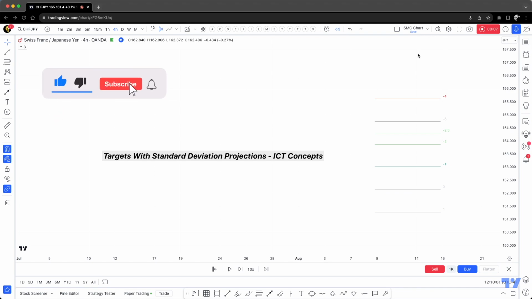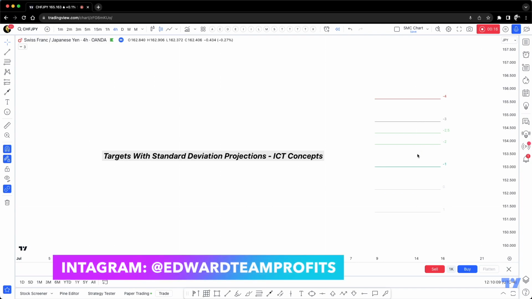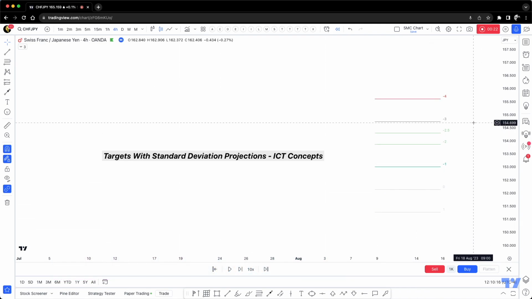I'm gonna be talking about standard deviation projections, and this concept is by ICT. Basically, what it is, is using the Fibonacci to know where to target your take profits after an entry. So I'm gonna show you how you can use it, how you can implement it. Of course, I'm gonna show you the best example possible. You need to backtest this thing, and based on what I'm going to show you, you can use it.